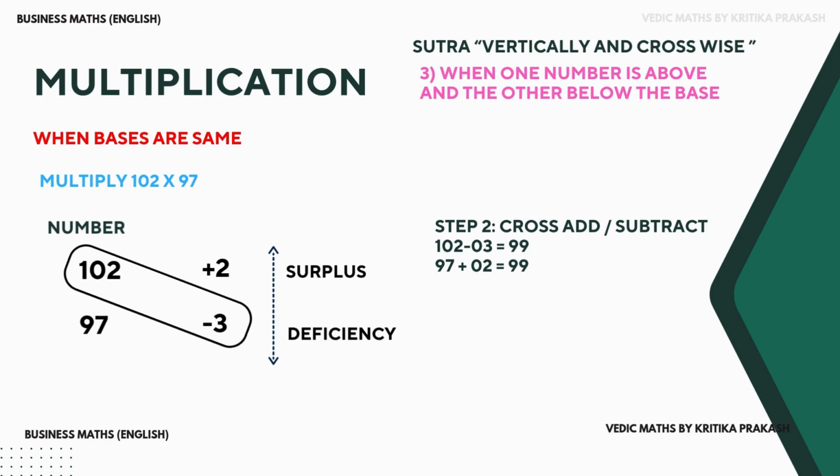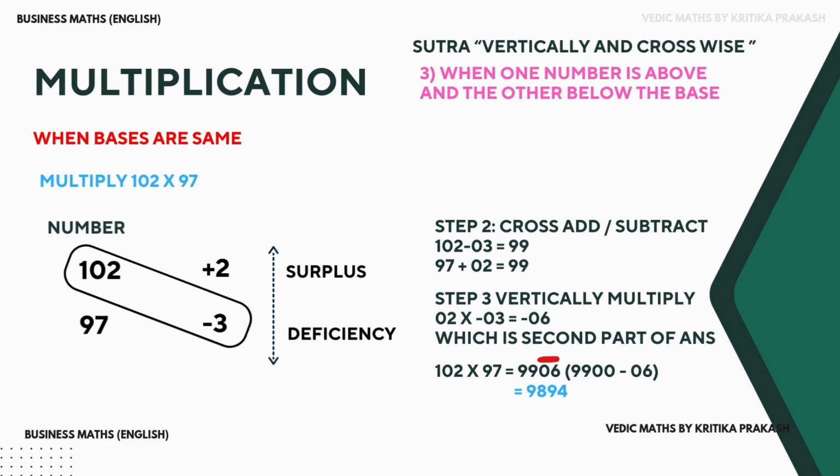Step 3 is now we need to vertically multiply the surplus with the deficiency. We are having plus 2 and minus 3, which would give us the value minus 6, which forms the second part of the answer. Now since the obtained value is negative, our answer on the right hand side would be 9906 bar. So 9906 bar is 9900 minus 06, which is ultimately 9894, which forms the final part of the answer.